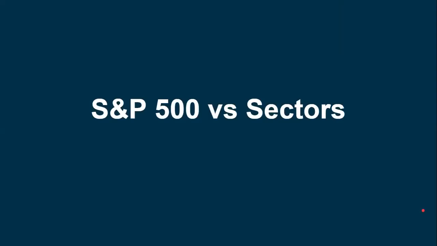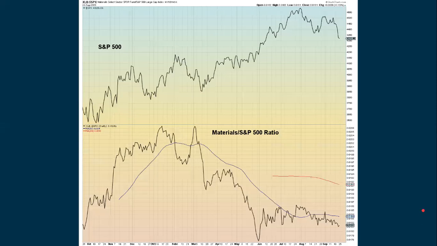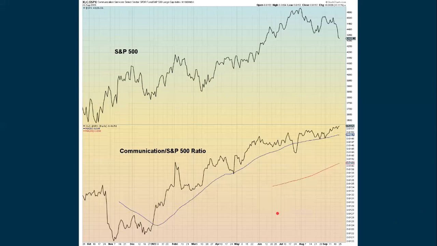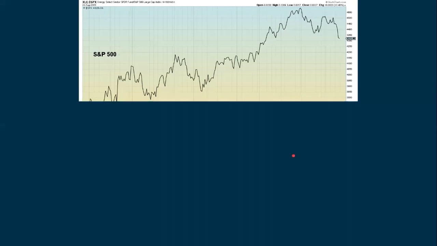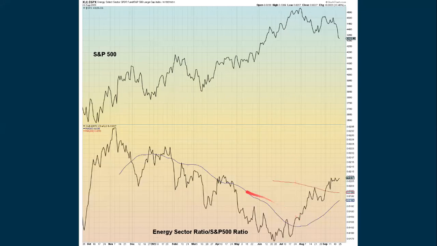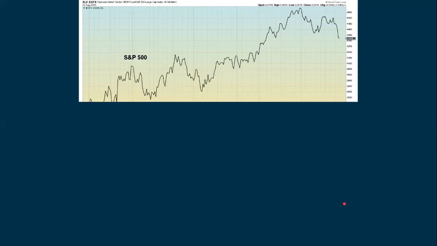We'll keep an eye on this one. Then we look at different sectors in the S&P, where the materials are in a downtrend compared to a ratio of the S&P. Communication is still in an uptrend. The energy sector, which has been in a longer-term downtrend, has really been surging back lately, but not enough yet to generate a golden cross with this ratio.